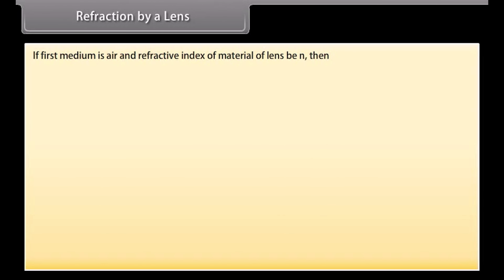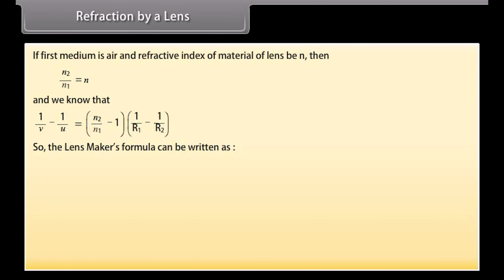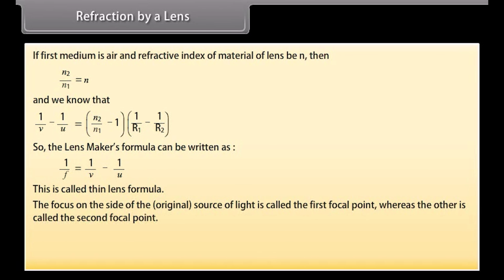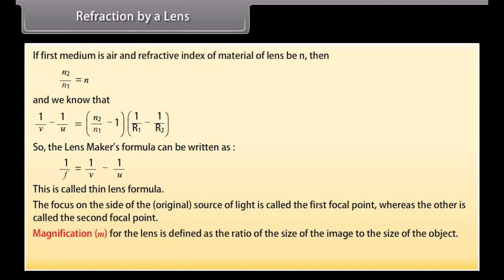If the first medium is air and refractive index of material of lens be n, then N2 upon N1 is equal to n. And we know that. So the lens maker's formula can be written as, this is called thin lens formula. The focus on the side of the source of light is called the first focal point, whereas the other is called the second focal point. Magnification M for the lens is defined as the ratio of the size of the image to the size of the object. M is equal to H' by H is equal to V by U.